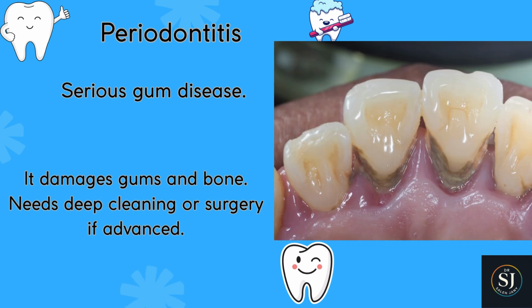18. Periodontitis. What it means? Serious gum disease. Explanation: it damages gums and bone. Needs deep cleaning or surgery if advanced.